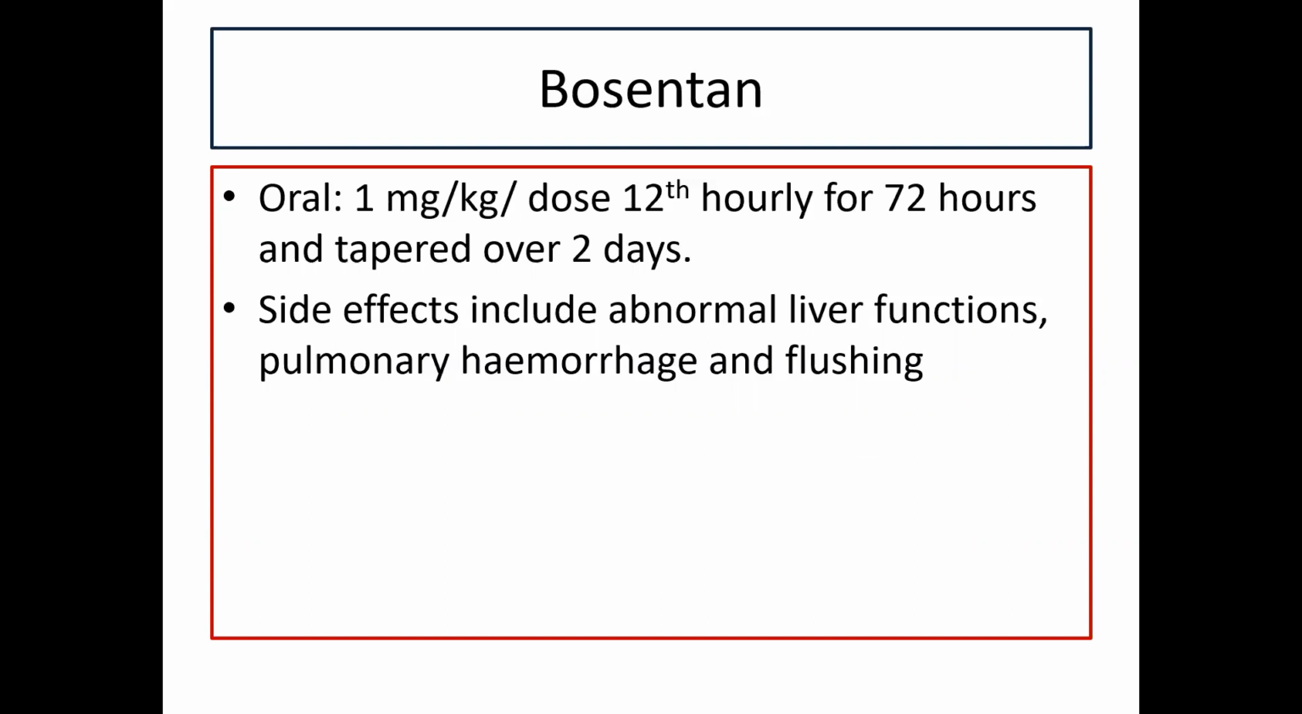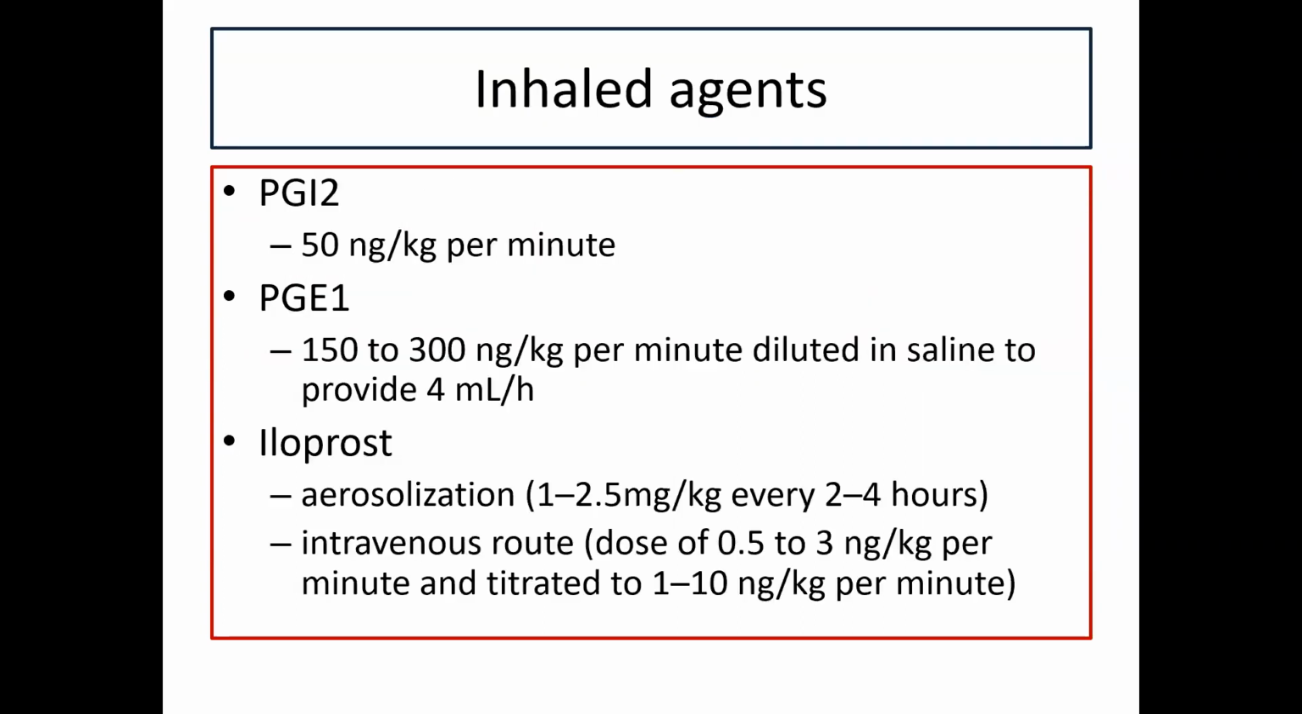The other drug, which is an endothelin receptor antagonist, is bosentan, given at a dose of 1 mg per kg every 12th hourly. This can be tried for 72 hours and tapered slowly, and one has to watch for abnormal liver function. Now, the other therapies are mostly experimental, and most of them have not translated from bench to bedside.